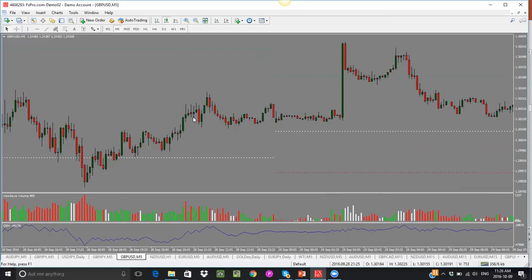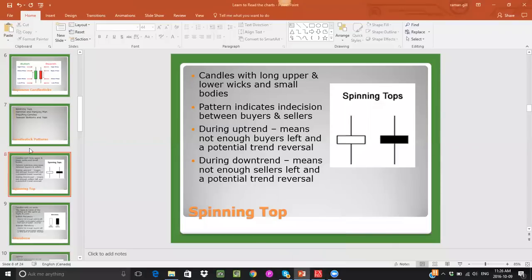So here's another one. They can have green bodies or red bodies. It doesn't really matter, because either way they are indecision candles. The green body doesn't mean that the price will go higher. It just means there's indecision in the market and the market hasn't decided which way it's going to go. So here's a green one, here's a red one, long wicks and small bodies. Let's go on to the next one. I don't see any questions come through, so we'll move on.